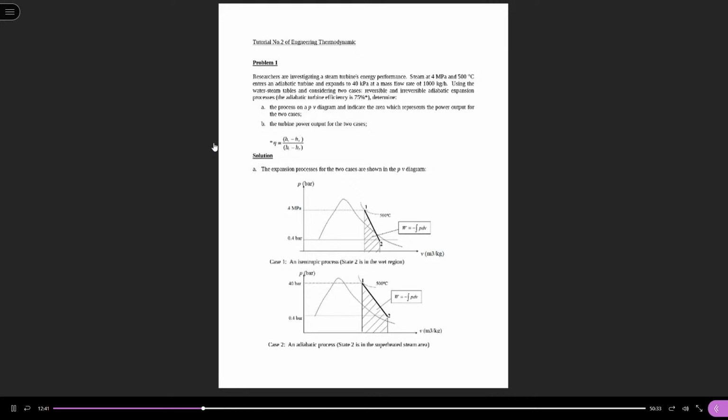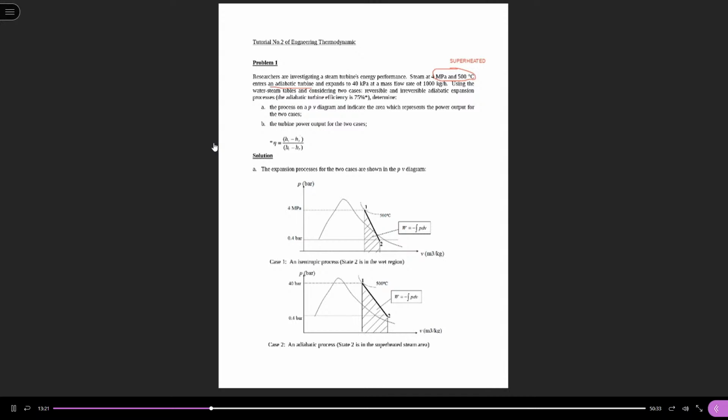Okay, so we understand that in fact it's superheated, and then it enters an adiabatic turbine. That means the heat transfer flow is 0. No heat transfer if it's called an adiabatic turbine, and also it's an expansion process.